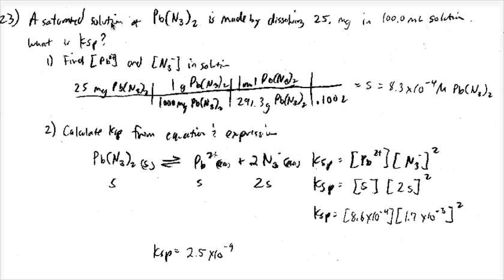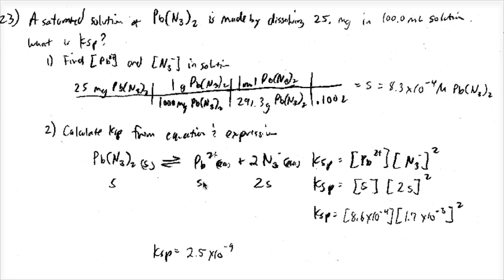In problem 23, you're told you have a saturated solution of lead azide, Pb(N3)2. It's made by dissolving 25 milligrams in 100 milliliters of solution. You're asked to find what the Ksp is. So to find the Ksp, you've got to know the concentration of lead and then also the azide. So you convert your 25 milligrams through grams and then through moles to find out what the molar solubility is, and you get 8.3 times 10 to the negative fourth molar. Then you can calculate your Ksp.